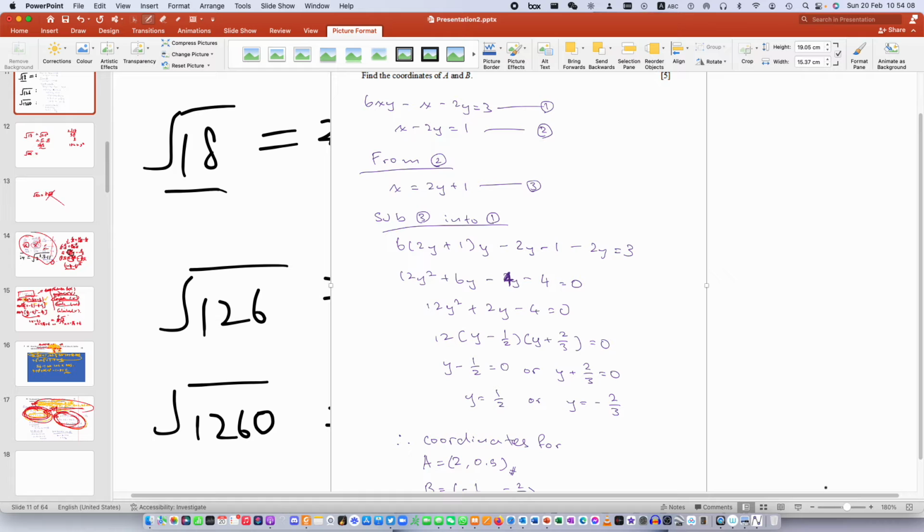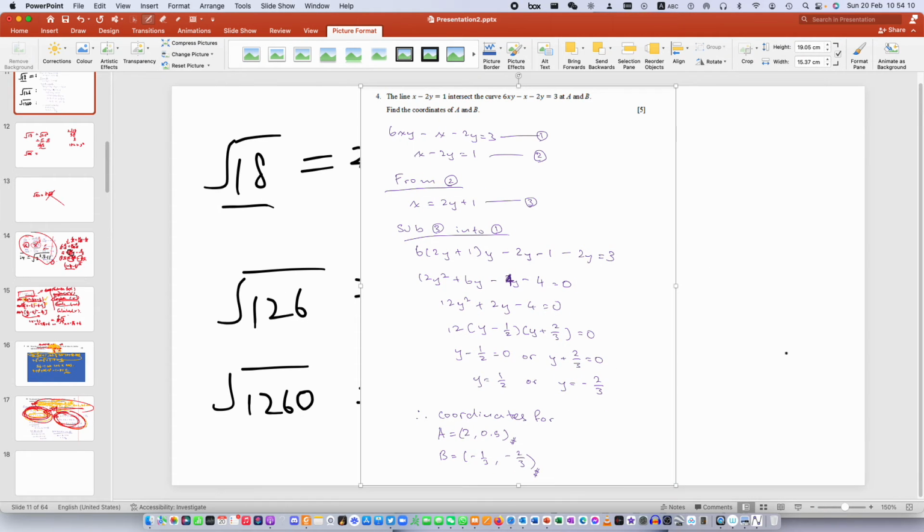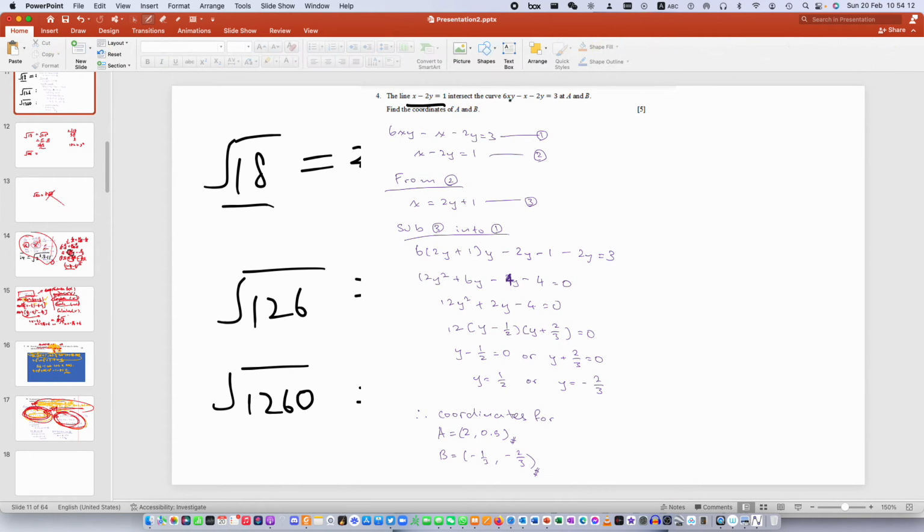So what is this? So the line intersects with this. So okay, this is simultaneous. For simultaneous equations like this, it's good to use substitution. Did you use substitution? Yeah, you sub in. So you sub in, you get a quadratic equation. And by the way, I don't know how you get this. How did you get this?